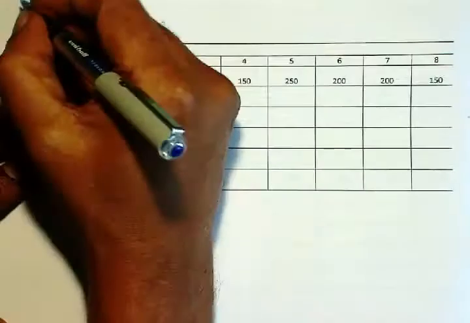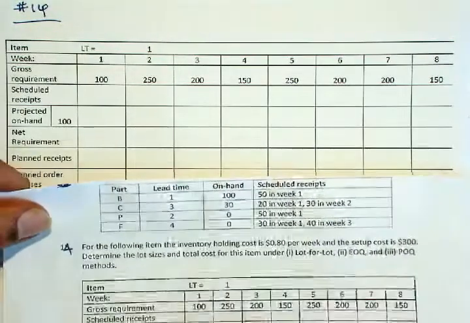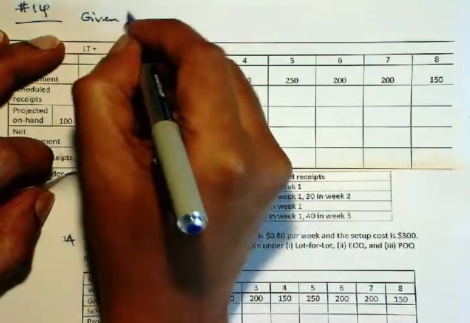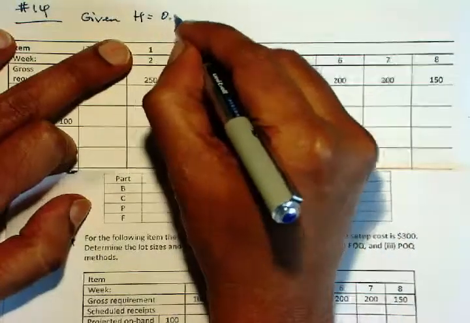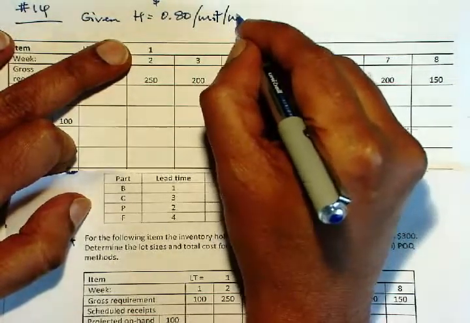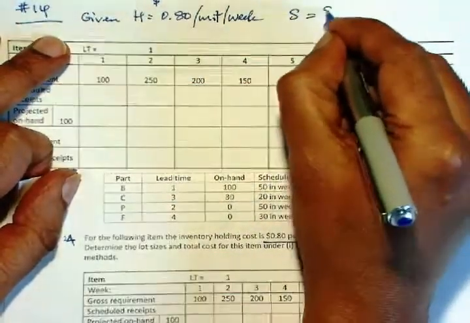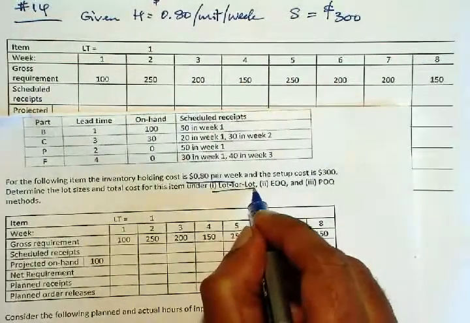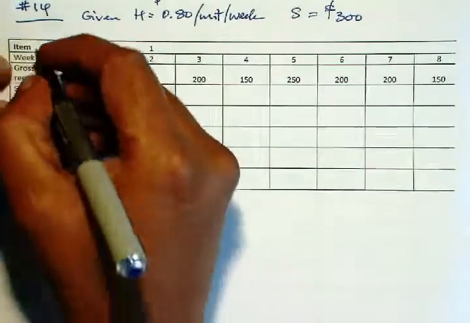Next problem is number 14, and 14 is a lot sizing problem. We are given holding cost is 80 cents per unit per week, and setup cost is $300. Now we want to look at lot for lot, EOQ, and periodic order quantity. So we'll start with lot for lot.